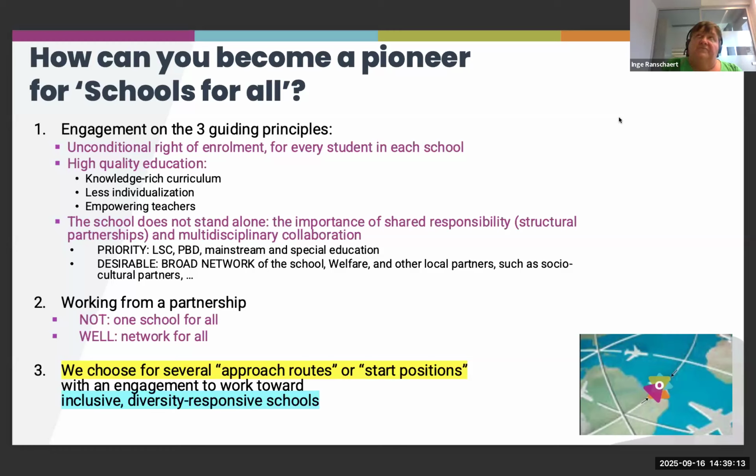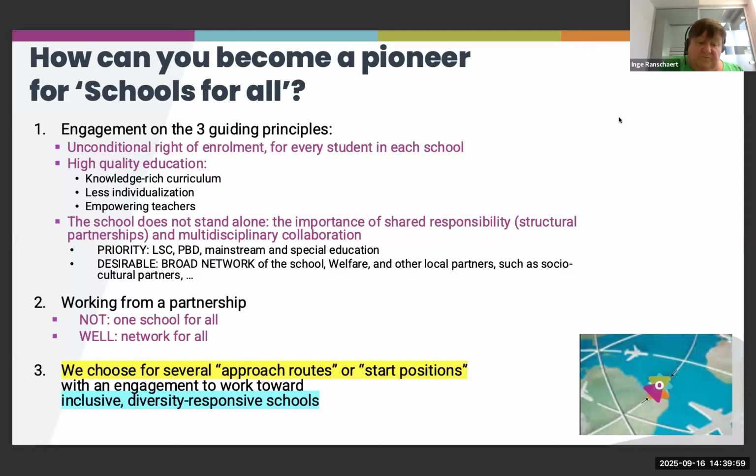So we think we don't have to go for pioneer schools, we have to go for a broad network of schools that are working together to realize inclusion. They are not doing this alone. The schools can enter into the system from different start positions. It can be about disabled persons. It also can be about children who don't have a certificate of the school. It can be starting with children who have another language in the school than the language that is used over there. So we think that schools can start from a different position to go to schools for all.